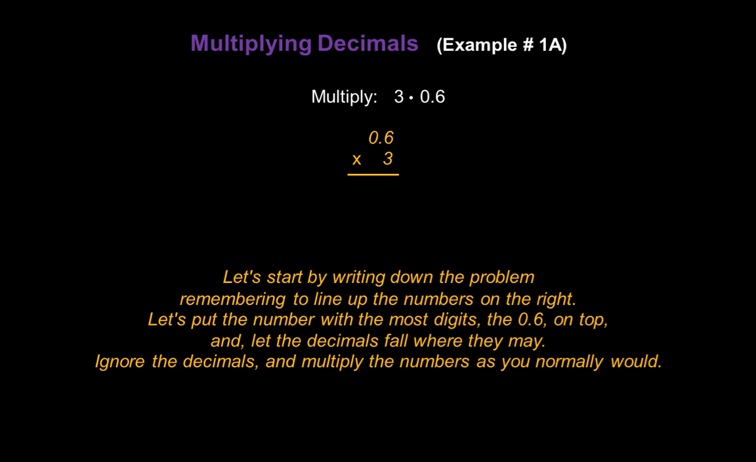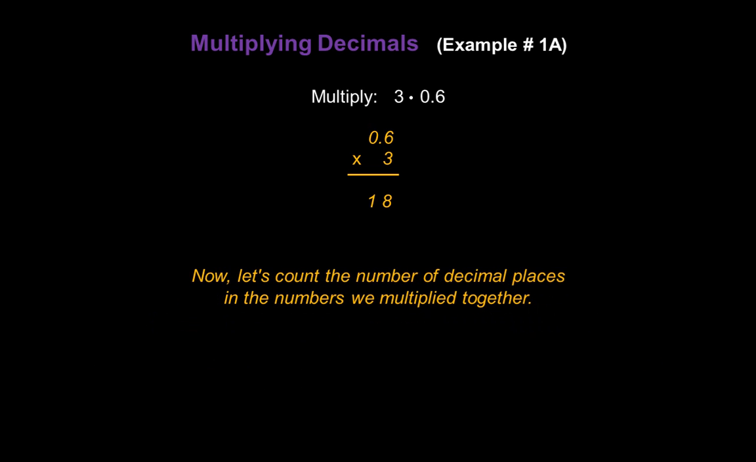Now ignore the decimals and multiply the numbers as you normally would. 6 times 3 is 18, so I'll bring down an 8 and carry 1. 0 times 3 is 0, plus the 1 I carried, and bring down the 1. And we're done multiplying. Now let's count the number of decimal places in the numbers we just multiplied together.